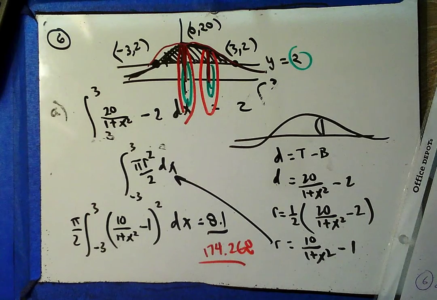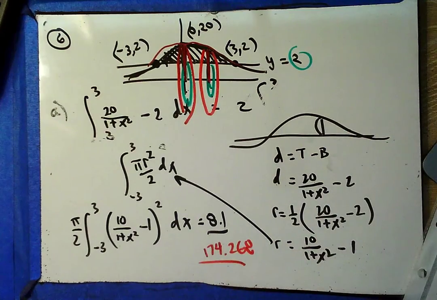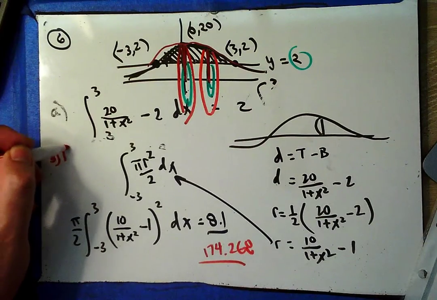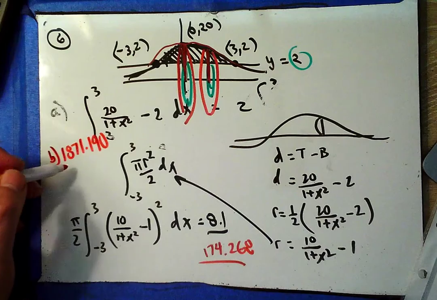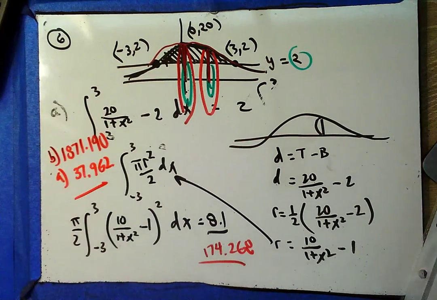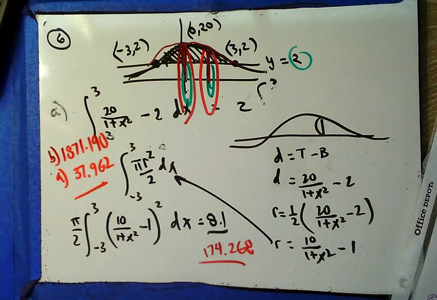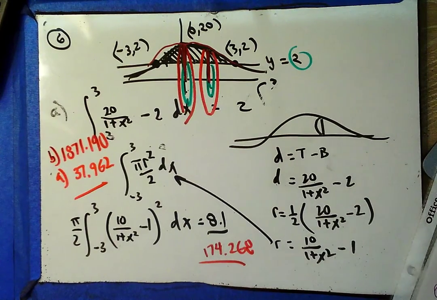Well, I think what I might do at the end of this video is go through once again what the answers should be, but this problem number 6 on the worksheet corresponds with my notes for number 5. How awkward. Which means in number 6, the answer to B should be 1871.190. And the answer to A should be 37.962, which I believe were the answers I gave you to the last problem. How frustrating. Okay, let's take a look then at problem number, that was 6. We're looking at 7 now. Problem number 7.